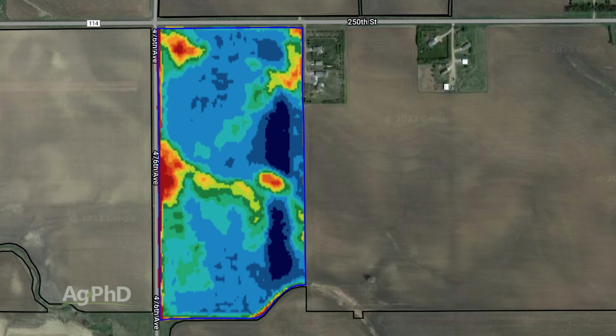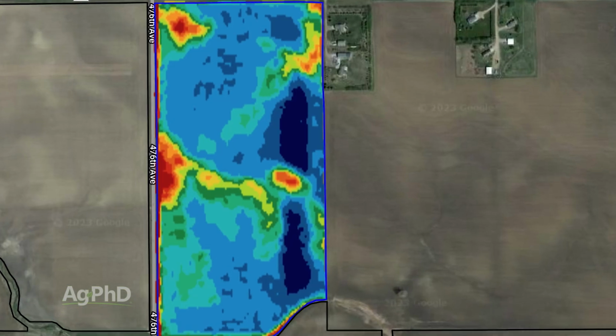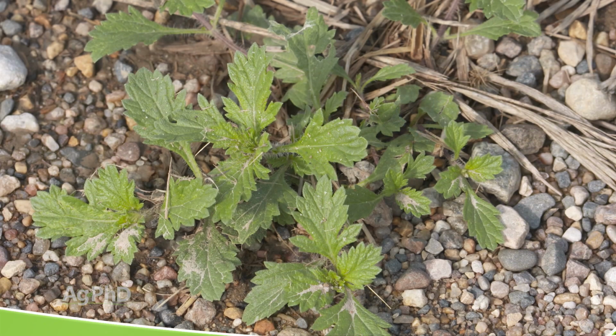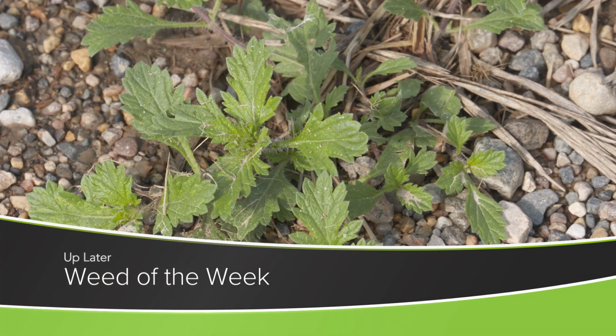Well, yield maps are a wonderful tool to have on farms. One of the things that may show up in some of the poor yielding areas is bad weed control. If you had this weed of the week get out of hand on your farm, it could really rob some yield. So we'll show you how to stop it later in the show.